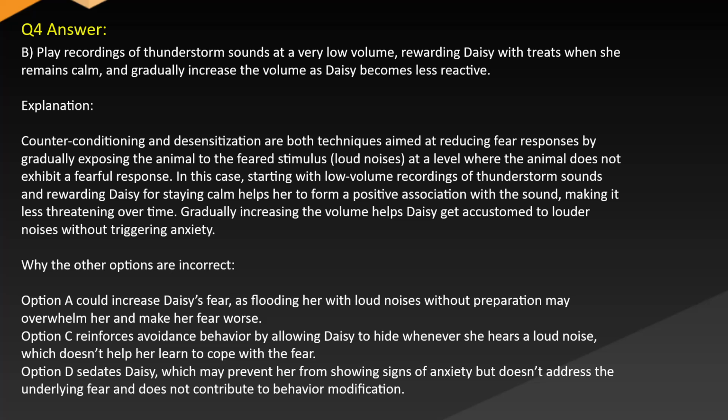Option A could increase Daisy's fear, as flooding her with loud noises without preparation may overwhelm her and make her fear worse. Option C reinforces avoidance behavior by allowing Daisy to hide whenever she hears loud noise, which doesn't help her learn to cope with the fear. Option D sedates Daisy, which may prevent her from showing signs of anxiety but doesn't address the underlying fear and does not contribute to behavior modification.